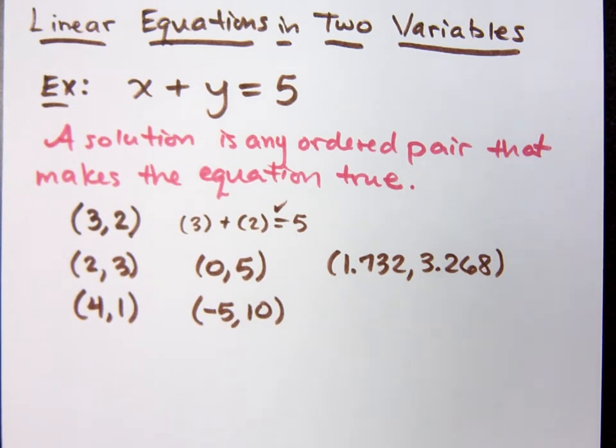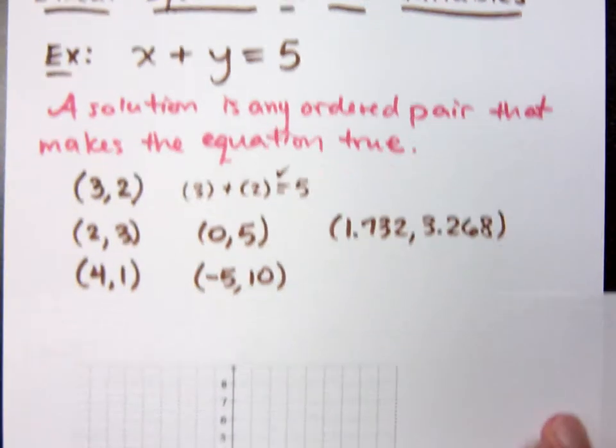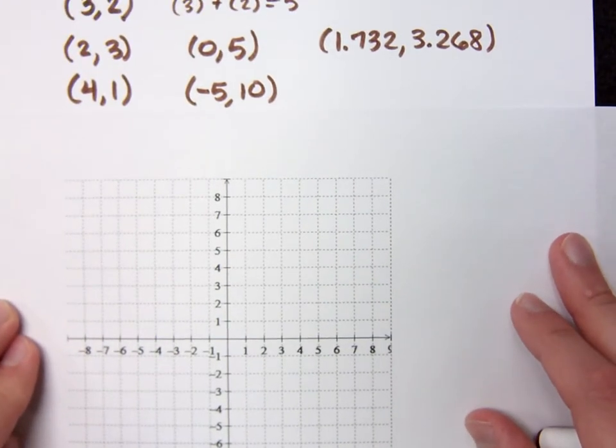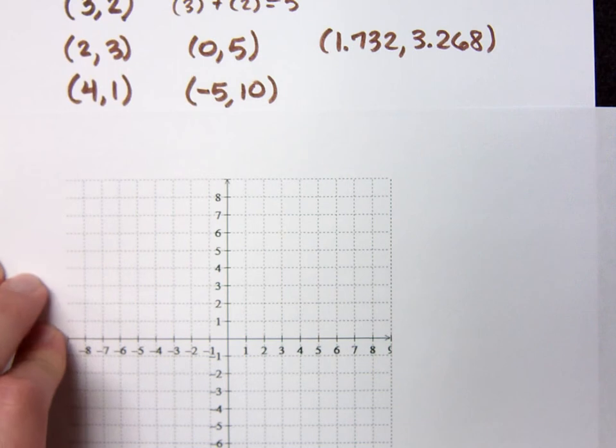Since we cannot list an infinite number of solutions, we have to find a way of describing the solution set for this equation. And the way that we do that is by graphing. So you've got your graph paper, and I've got my graph paper. I want to see what happens if I take these ordered pairs and actually graph them, at least those that fit on here. Unfortunately, negative 5, 10 does not fit.